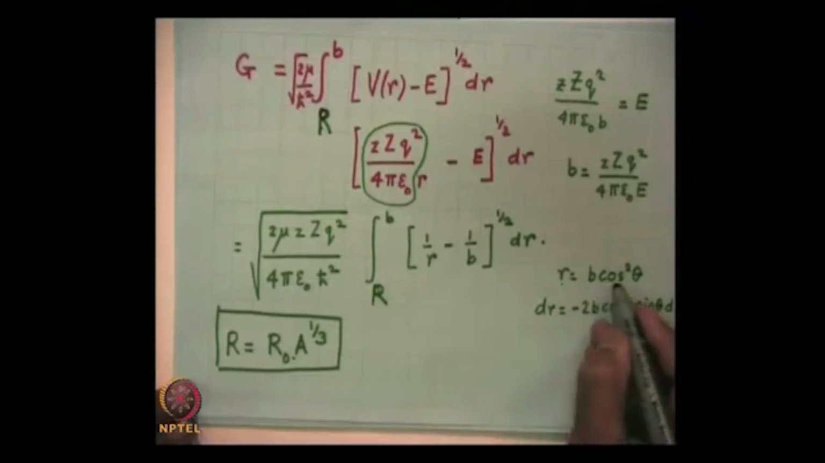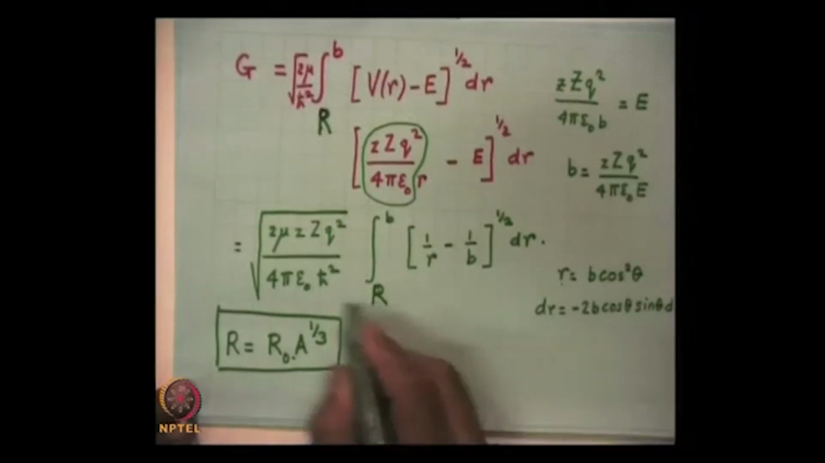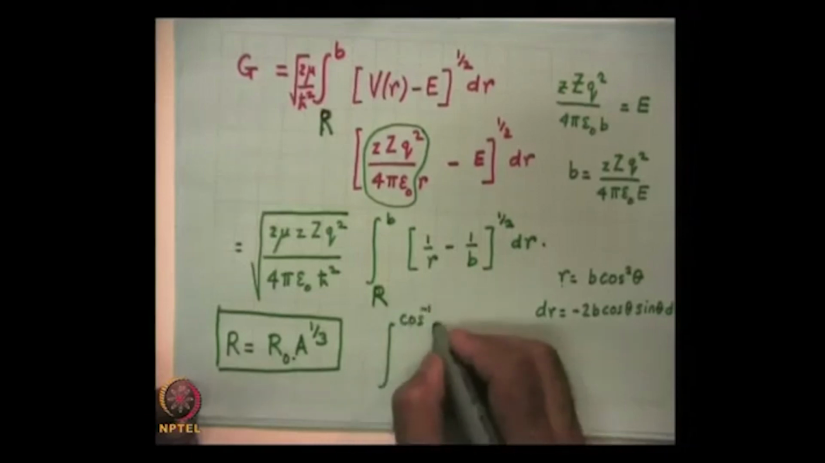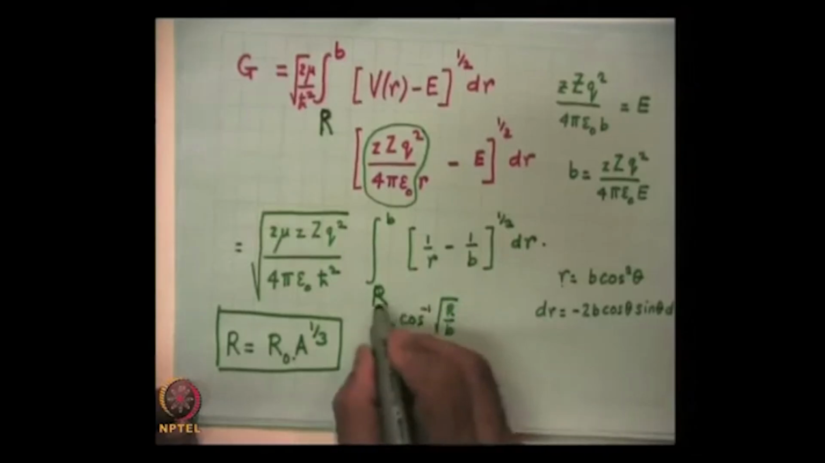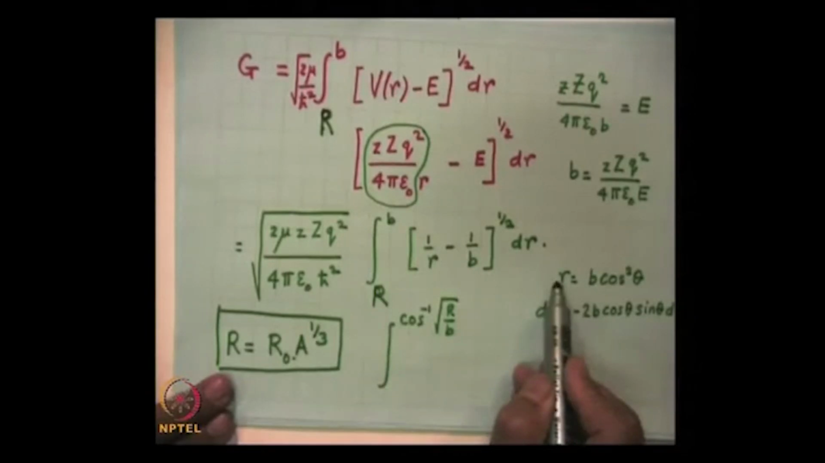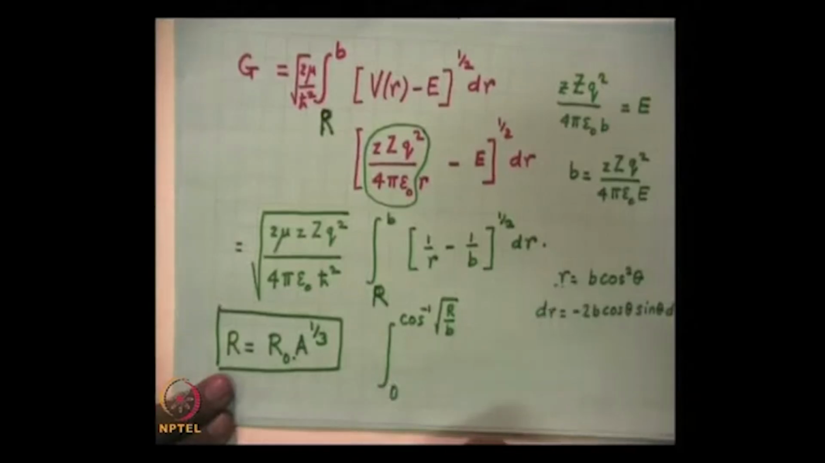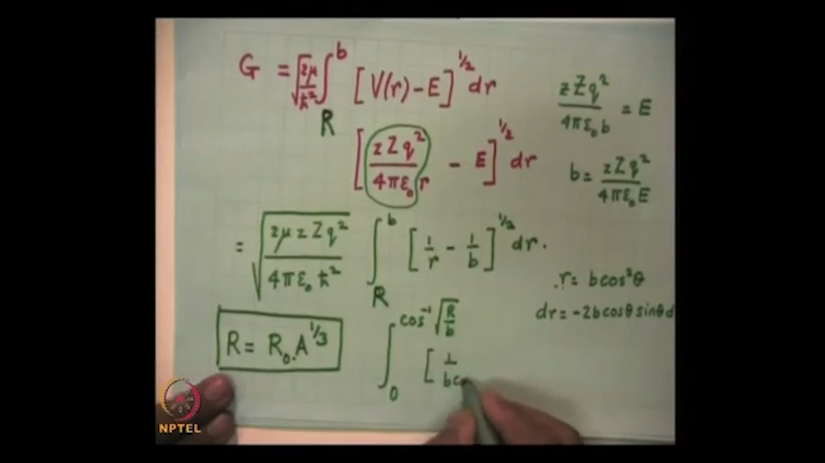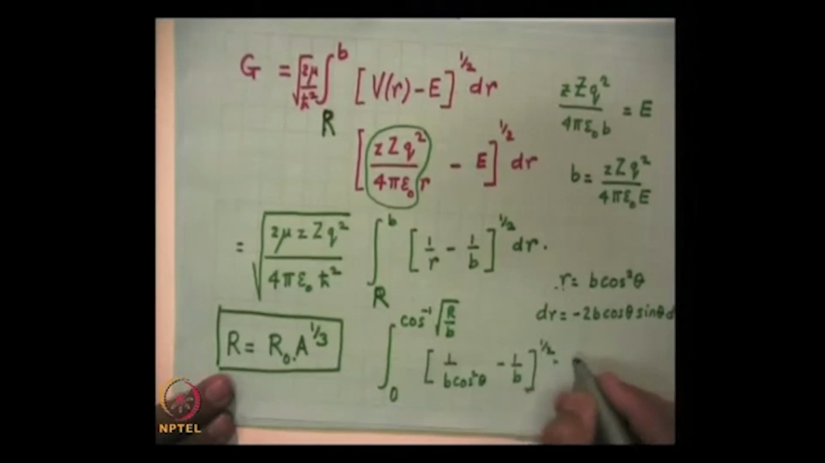Okay. So, r is equal to b cos square theta, and since there is a minus sign, theta will be cos inverse under root of R by b when r is equal to R, and when r is equal to b, cos square theta becomes 1, so theta becomes 0, and the integrand will become 1 over b cos square theta minus 1 over b raised to the power of half. dr is 2b cos theta sin theta d theta. I hope it is clear.